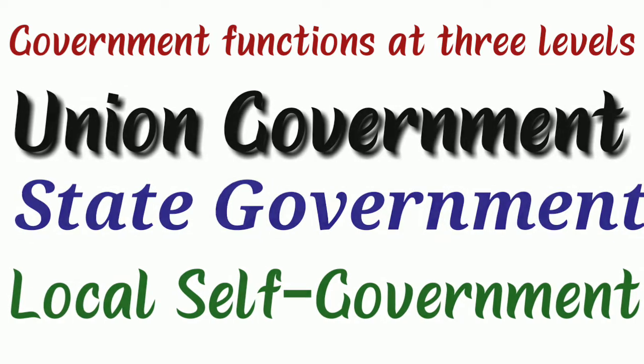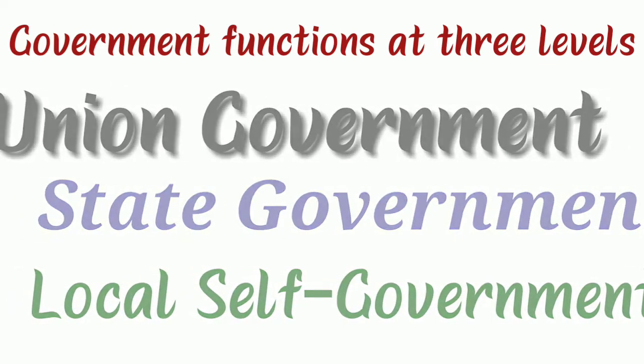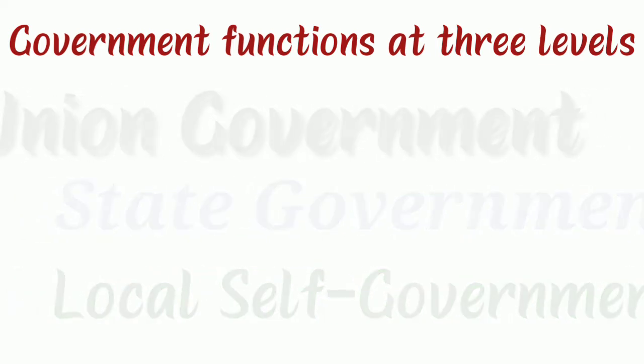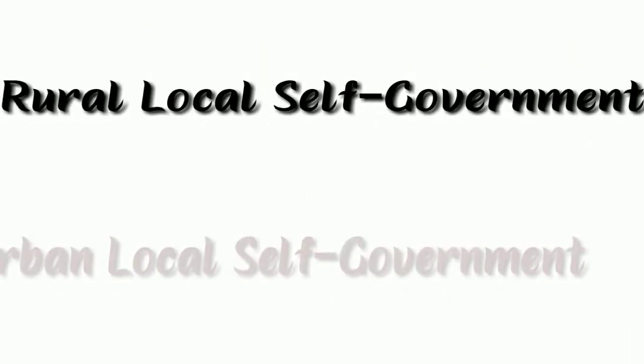And the local government is of two types: rural local self-government and urban local self-government. And in this chapter we will study about the rural local self-government. The local government at the rural level functions under the Panchayati Raj system. This is a process through which people in the rural areas participate in their own government.